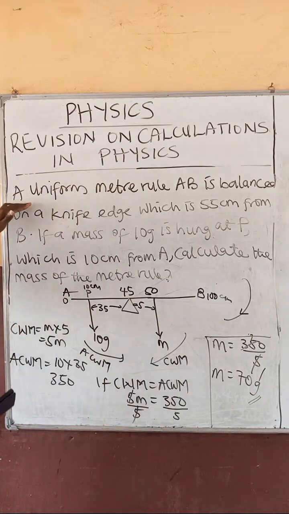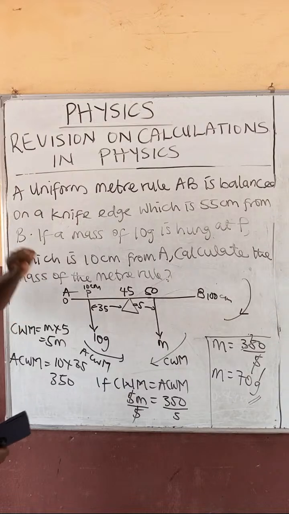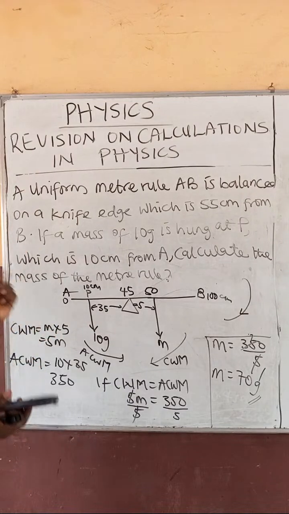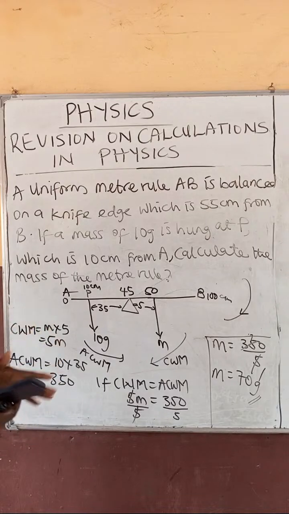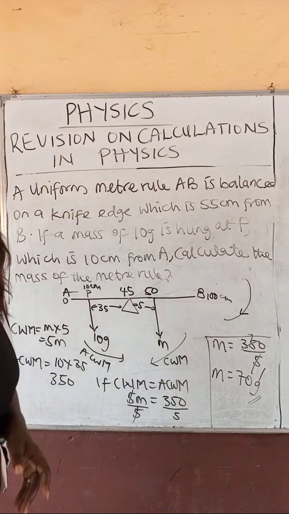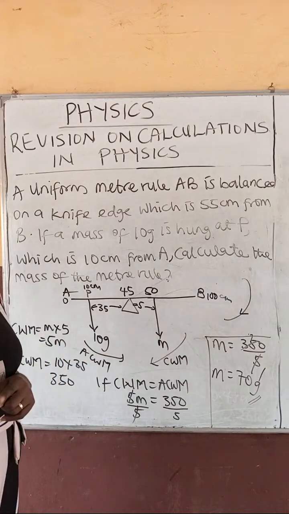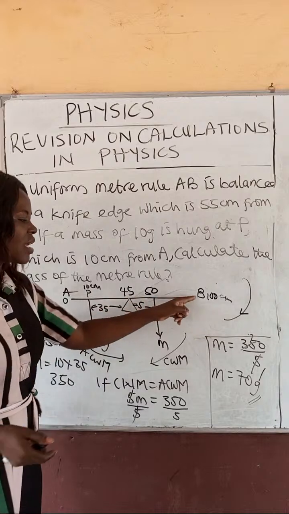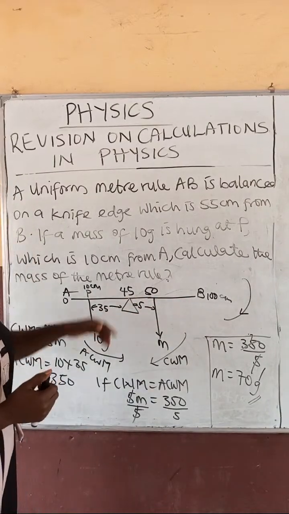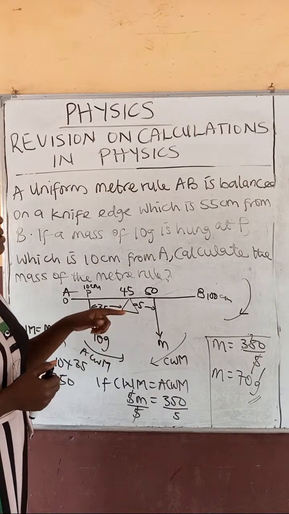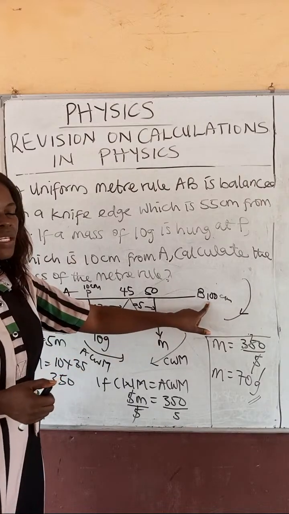I said a uniform meter rule AB is balanced on a knife edge which is 55 cm from B. If a mass of 10 grams is hung at P, this is 10 cm from A. Calculate the mass of the meter rule. Now, one thing you must note is this. A meter rule ranges from 0 to 100. I believe you have seen a meter rule. It ranges from 0 to 100, okay? Now, from here to here is my meter rule. Now, the knife edge, which is the pivot or the fulcrum, was balanced 55 cm from B, and B is 100.